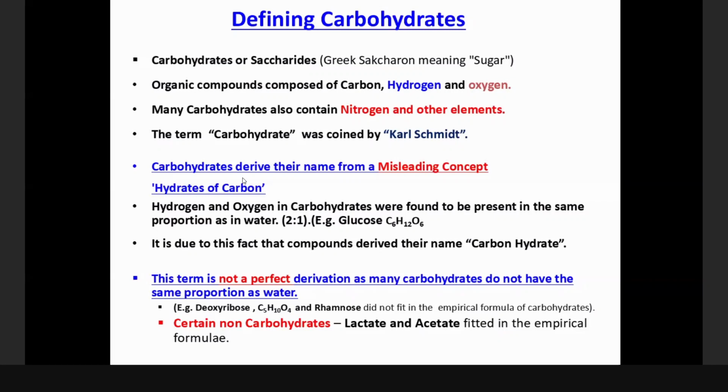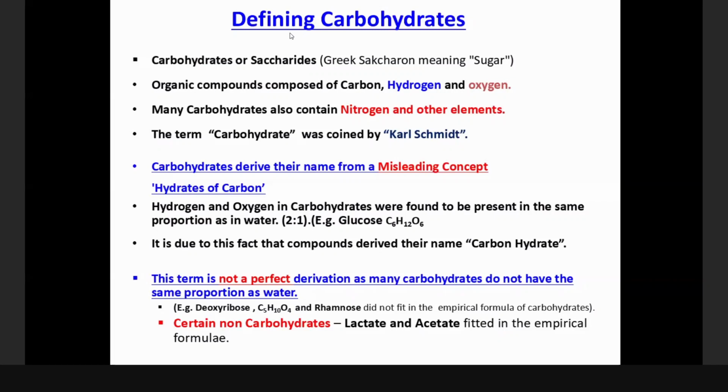For 6 carbons there are 6 water molecules, meaning for every carbon there is a water molecule. It is due to this that individuals say the name is derived from carbon hydrate, but this is not the perfect definition of carbohydrates, since many carbohydrates do not have the same proportion of water. For example, deoxyribose, which is a component of DNA, and rhamnose do not fit this empirical formula.